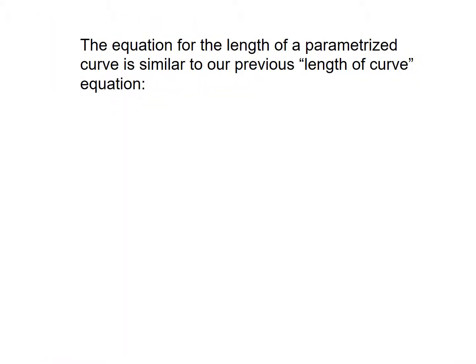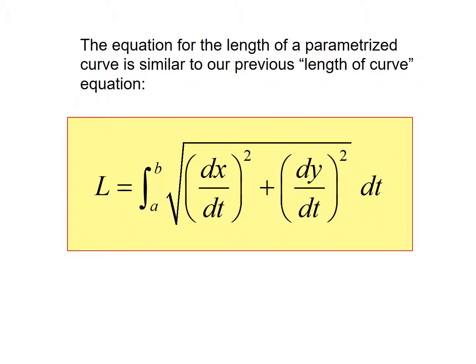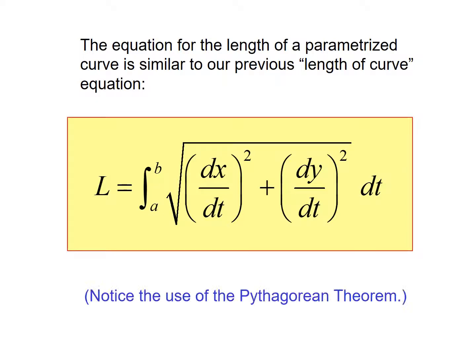The final equation we need here is the length of a parametrized curve. And the equation is similar to our length of curve equation we've already seen. And here it is. The length is the integral from a to b, and those are values of t, of the square root of (dx/dt) squared plus (dy/dt) squared. And notice this appears to be like the Pythagorean theorem, which is one way we can show how to derive this. That'll help you remember what this equation is.